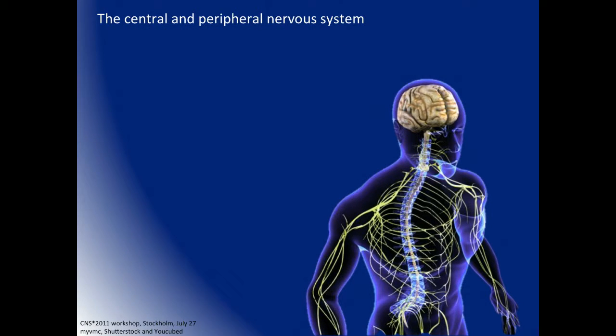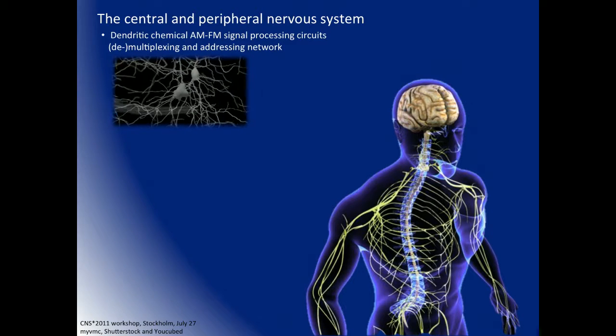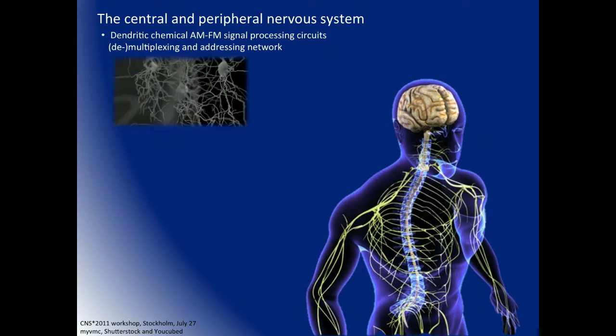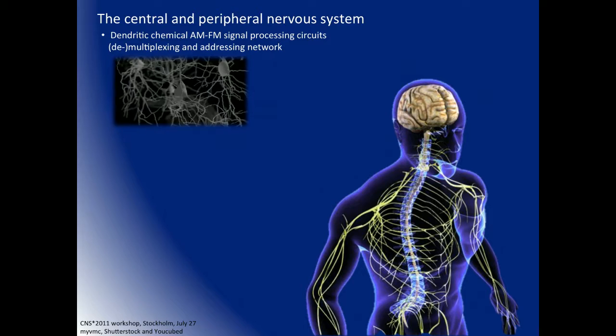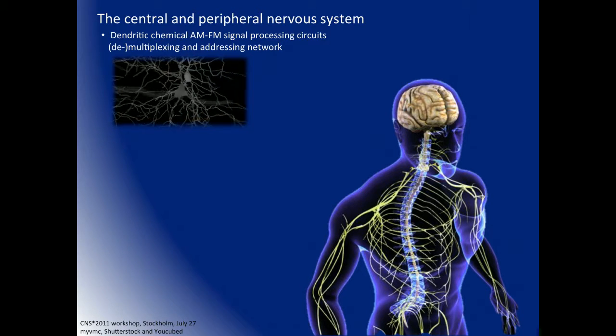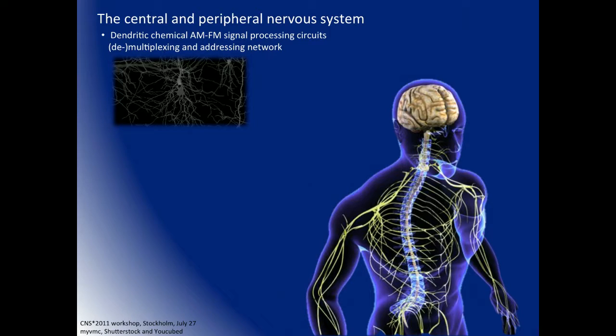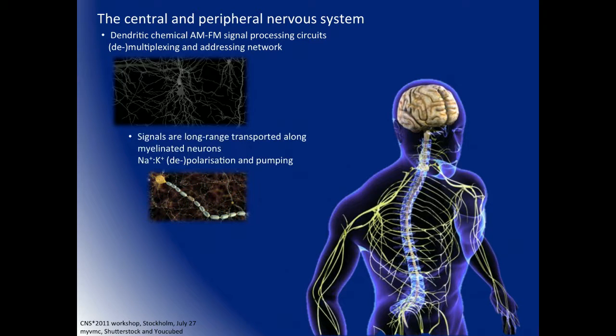If you take a look at the nervous system in, let's say, humans, signals are distributed and shuffled around primarily in dendritic systems. They are chemical circuits, and this system is using AM amplitude and frequency modulation in order to achieve demultiplexing and addressing of signals in the nervous system. When signals travel along the nerves, along the dendrites, this is typically achieved by the depolarization and polarization of sodium and potassium, which happens in between the myelinated shielding coatings around the nerves.